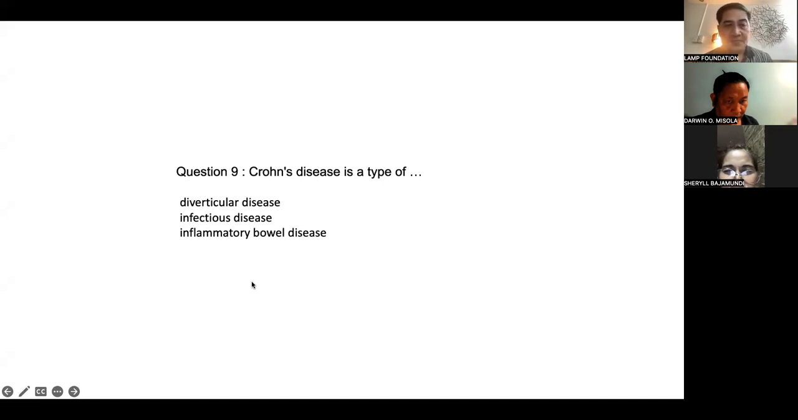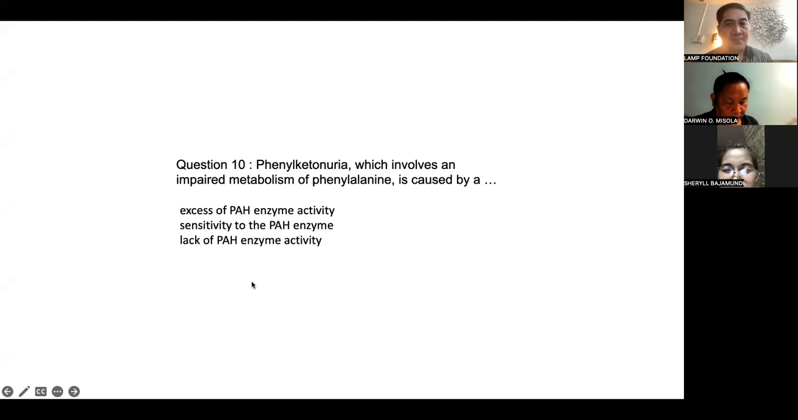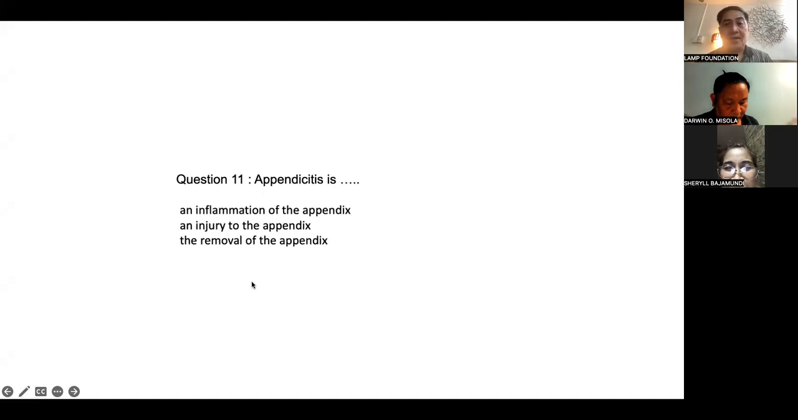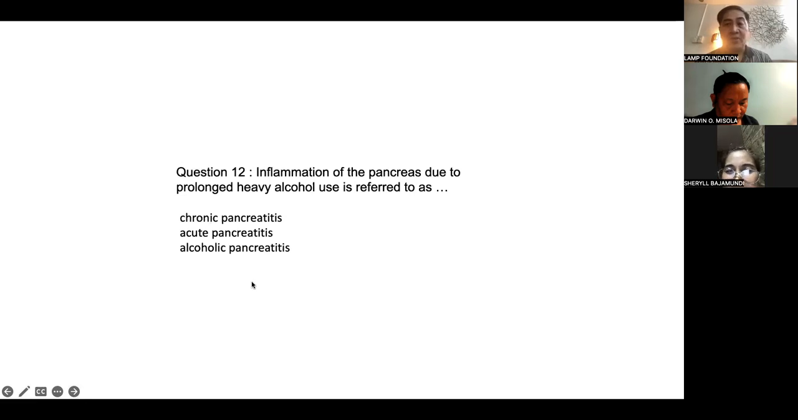Crohn's disease is a type of, I think, inflammatory bowel disease. Phenylketonuria, which involves an impaired metabolism of phenylalanine, is caused by a lack of the PAH enzyme activity. Appendicitis is an inflammation of the appendix. Inflammation of the pancreas due to prolonged heavy alcohol use is referred to as alcoholic pancreatitis.